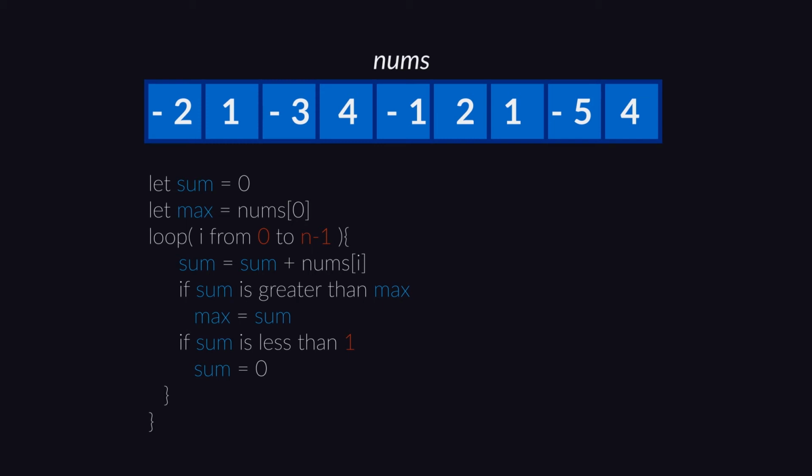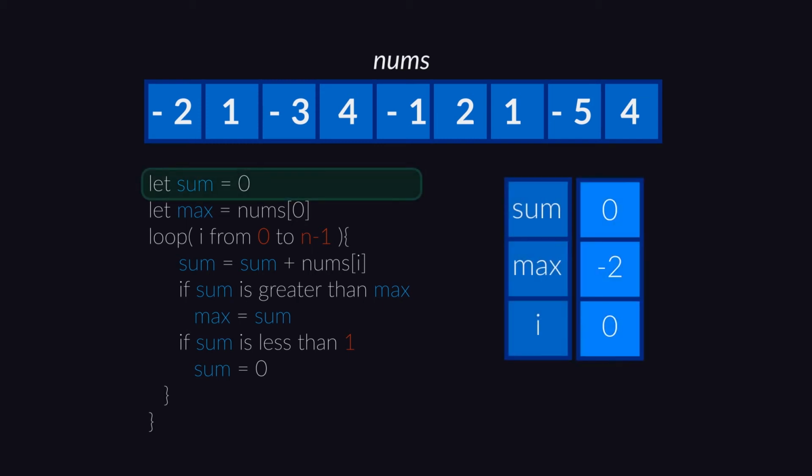Let's do a run through of this pseudocode before we jump to the code. At first, sum equals 0, max equals -2, i equals 0. In the first iteration, sum equals sum plus the first element of the array, that is -2. -2 is not greater than -2, so we jump to another condition. -2 is less than 1. So we reset sum to 0. Now we move to the second iteration of i.